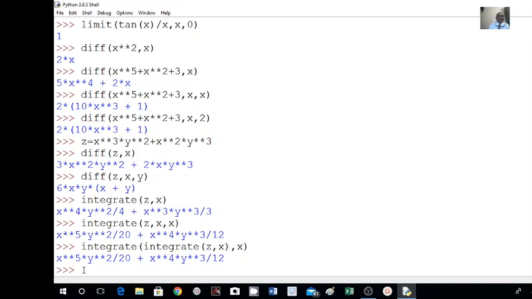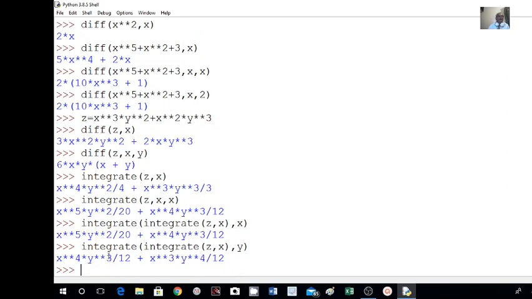Now I will write first integrate, again integrate z with respect to x, bracket close comma then with respect to y, bracket close. I have written integrate z with respect to x, then with respect to y. The first integration is with respect to x, the next integration is with respect to y. If I enter, I am getting this one.